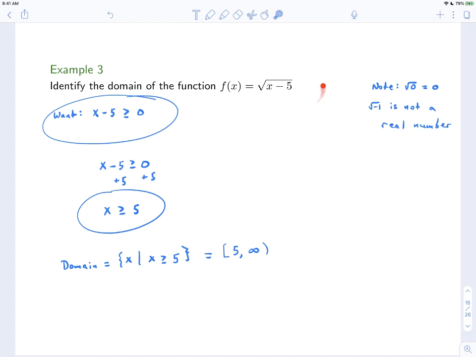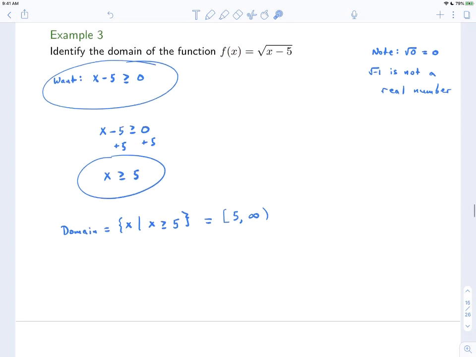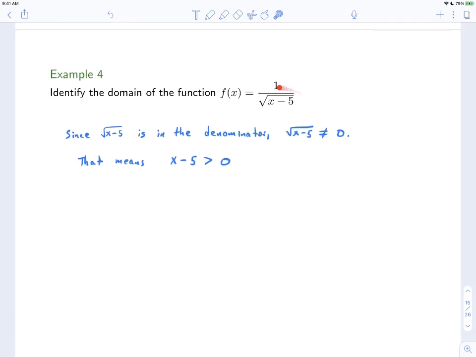So here, we had the radical x minus 5. So x minus 5 had to be greater than or equal to 0, but that's because this is in the numerator. Down here, it's in the denominator. If it's in the denominator, that means that it can't be equal to 0. So not only does it have to be non-negative because of the radical, it has to be strictly positive because we can't allow 0 in the denominator. So that means x minus 5 is greater than 0. Or in other words, if we add 5 to both sides, x is greater than 5.